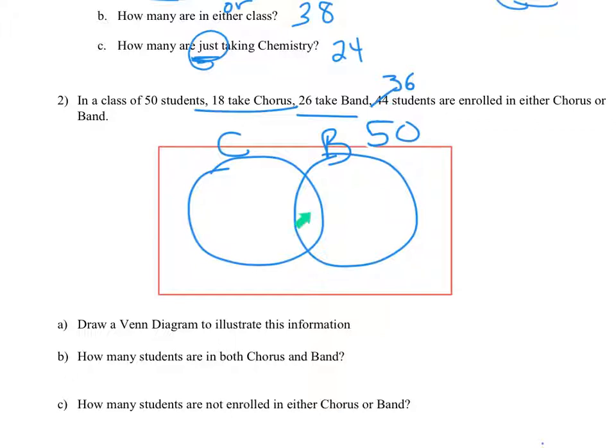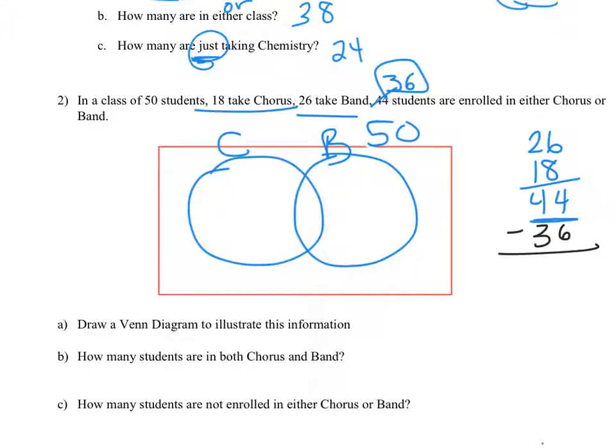Altogether, if you add these 3 numbers together, it should be 36. But when I add them together, 26 plus 18, I get 44, and you can see why I screwed that up. So I get 44, which is more than 36. What that means is I counted the people in this overlap twice. So I subtract 36 from it, and that tells me how many people are in both chorus and band. So that would be 8.